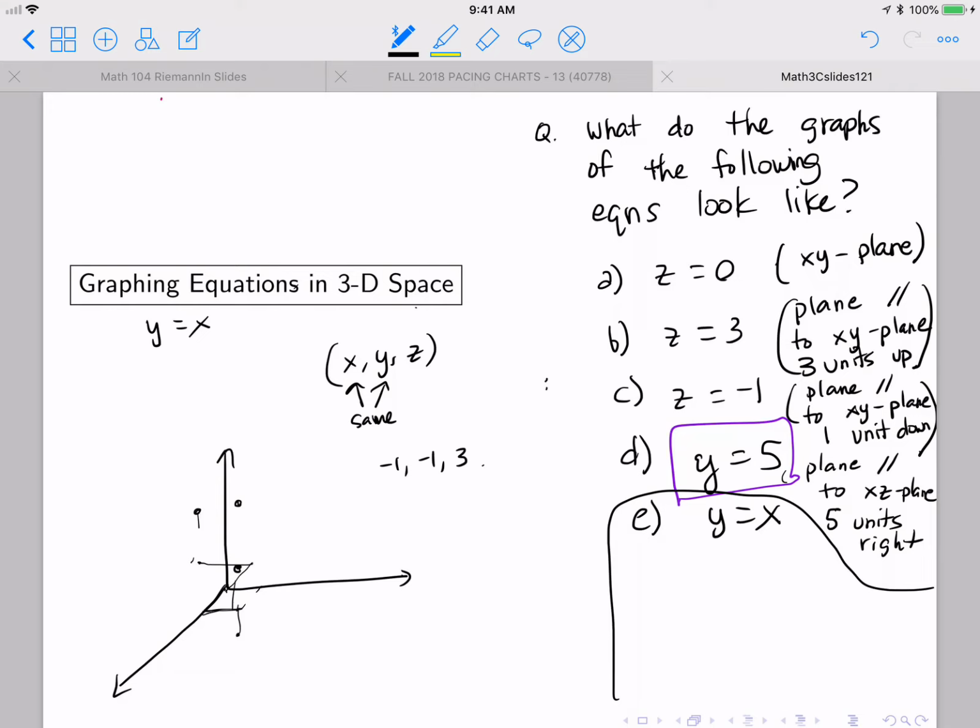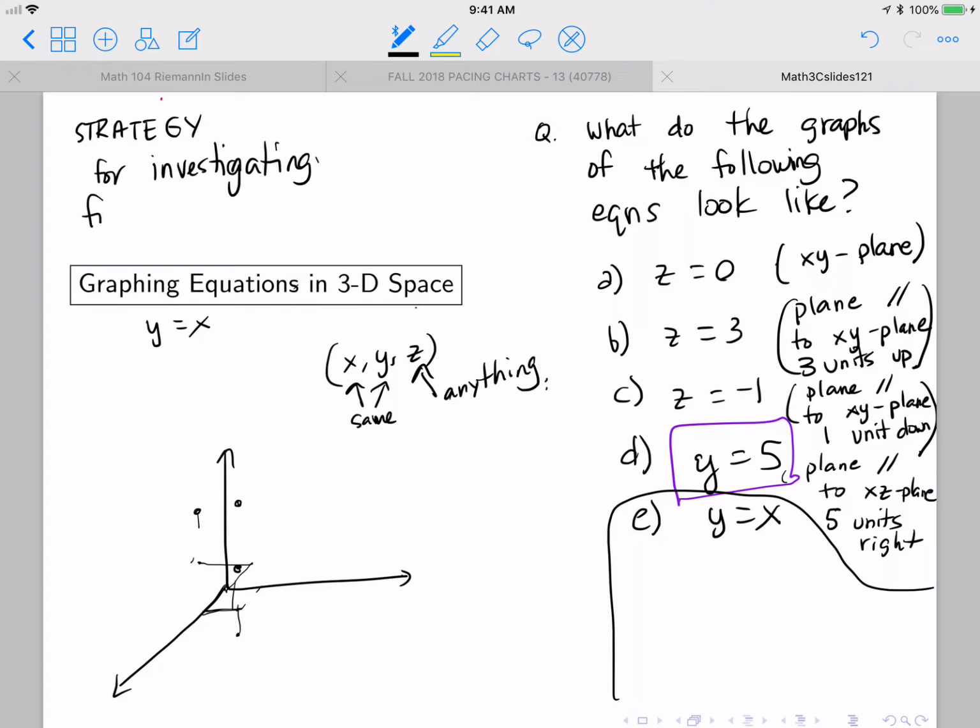Let's see here. What is the factor that's the same here? Z can be anything, right? X and Y have to be the same. So now let's imagine what happens. Here's a way to help us think about this, because looking at the picture, the shape of this graph is not coming as easily. A helpful strategy for investigating functions of two variables is to just change one variable at a time.